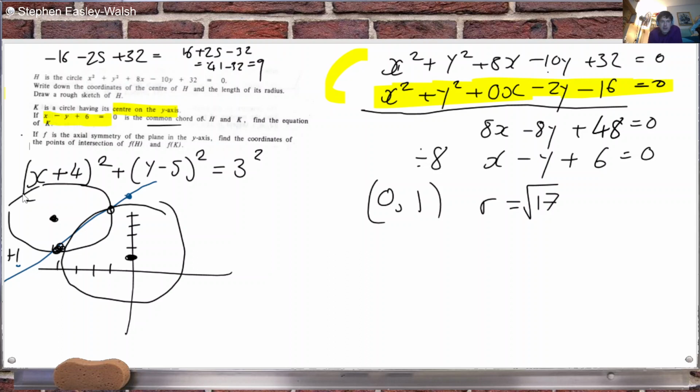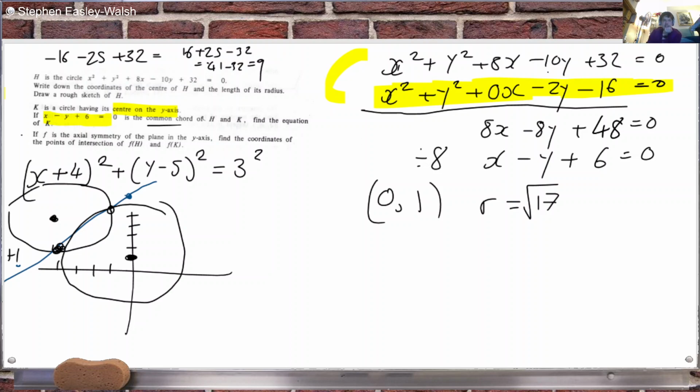I'm not sure why we need the F here. F is the axial symmetry of the plane in the y-axis. It just seems to be an extra step. Find the coordinates of the points of intersection of FH and FK. So this is only going to get flipped over, so I'm not quite sure what the point of having that F in is. So we just need to find out where these two intersect. Okay, let's do that now.